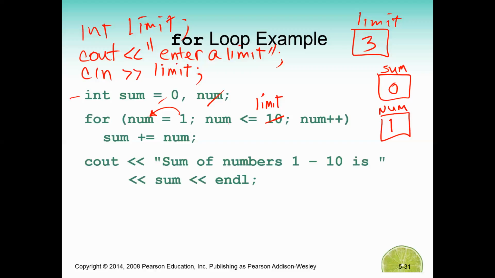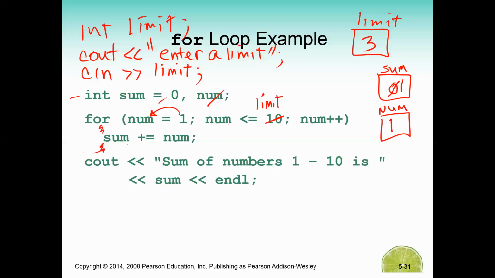Limit is what? 3. What is num? 1. Is 1 less than or equal to 3? It is. So it goes inside the loop, right? Here's my loop. I'm going to use the curly braces so that we can distinguish clearly which one is the loop. So this is my loop, and I'm going to be adding num to sum, and leave the result in sum. That's the way that we read this line, right? So num is 1 plus 0, which is sum, and we leave the result in sum. So now in sum we have a 1.